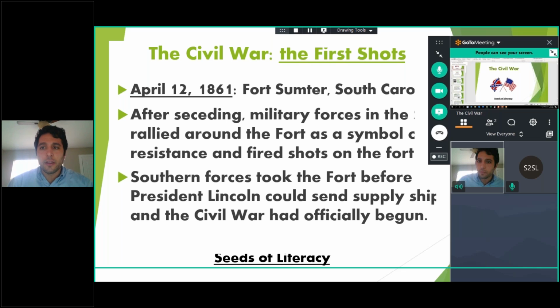And frankly, they realized that their opportunity was now, because if President Lincoln could have gotten supplies to that fort, then the Union forces probably wouldn't have been able to either hunker down or totally overwhelm these Southern forces. So this Confederate militia took this opportunity. They laid siege to this fort. They took the fort, and the Civil War had officially begun.